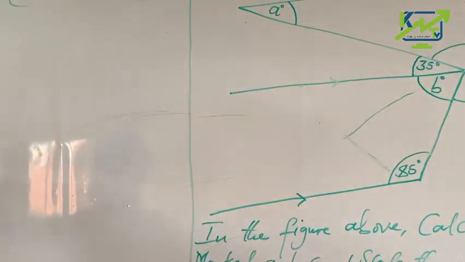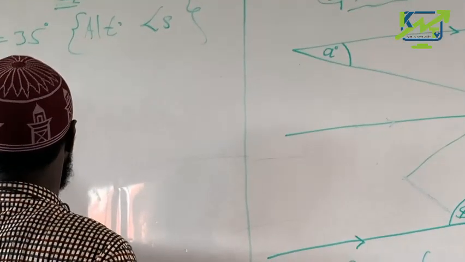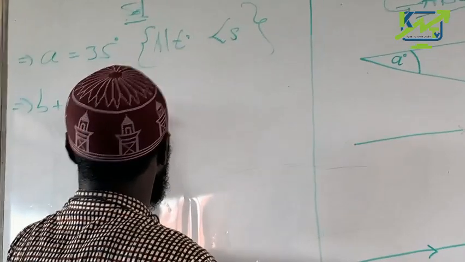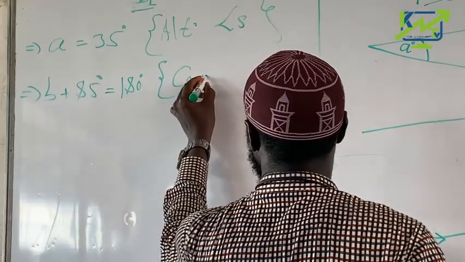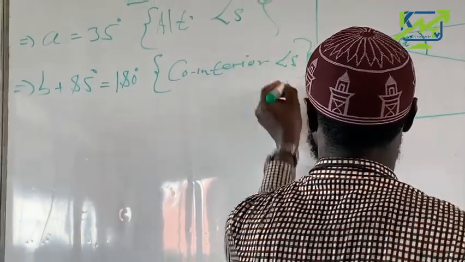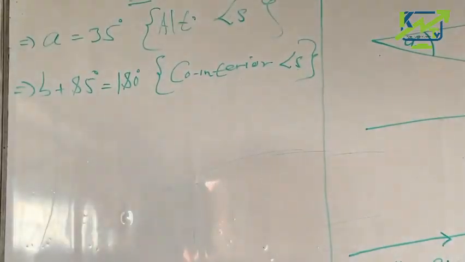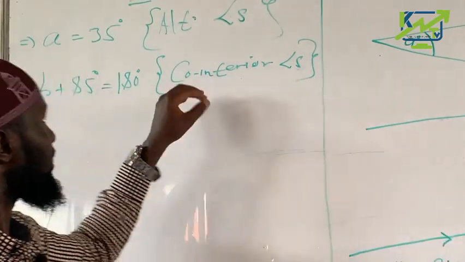So now to solve B, we say angle B plus 85 degrees equals 180 degrees. What is the reason? They are co-interior angles. Because without putting the reason there, they will penalize you, because the question has stated to state the reason. So obviously you cannot answer without stating the reason.